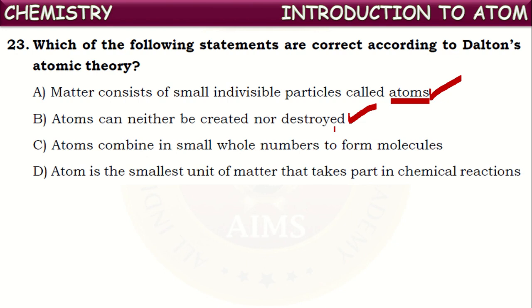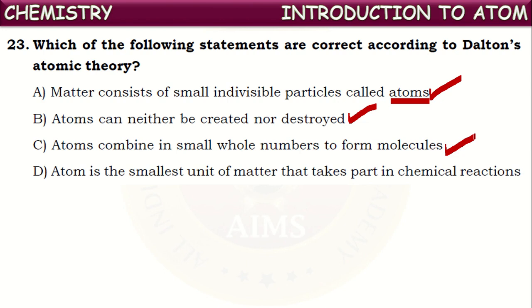Next one, atoms combine in small whole numbers to form molecules. Yes, it is true. Atoms are participating in the small whole numbers to form molecules. This point is also true according to John Dalton's theory. But of course, it also failed after the discovery of polymers.